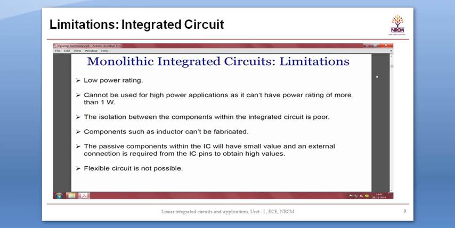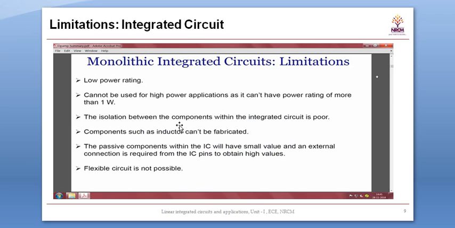What are the limitations of monolithic IC? The power rating is low. Due to the low power rating, you are not using the monolithic ICs for higher power applications, as it has low power. You cannot use it for more than 1 watt.